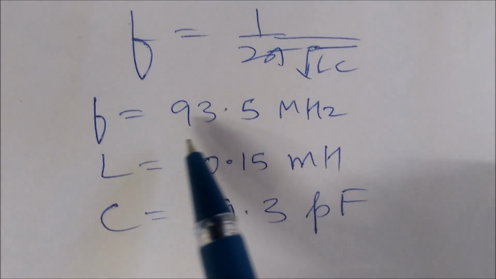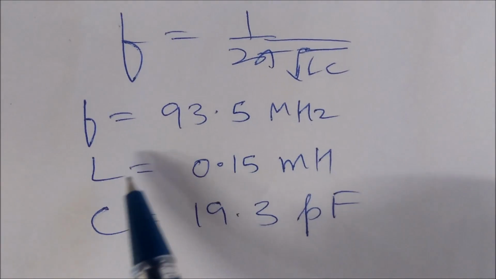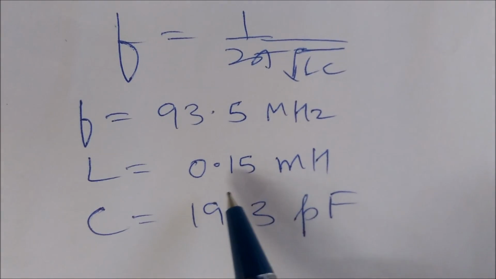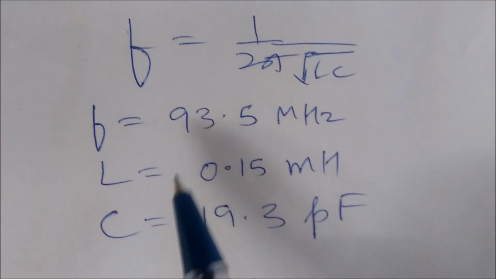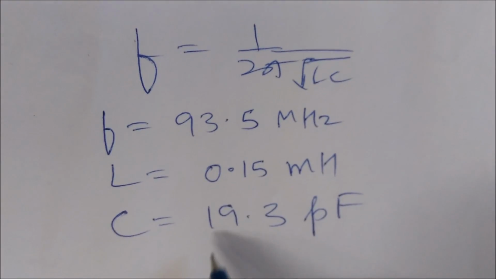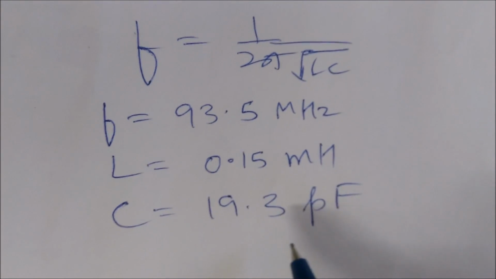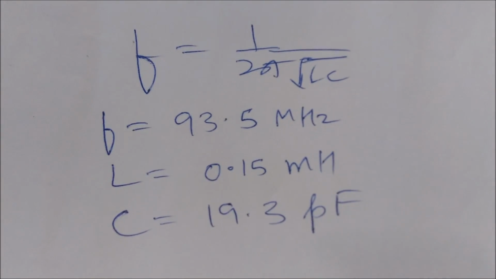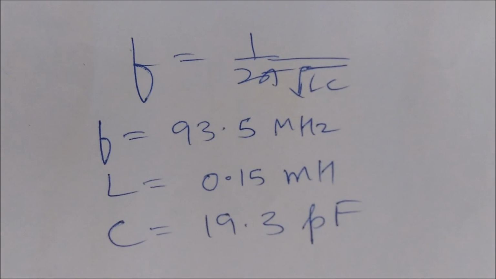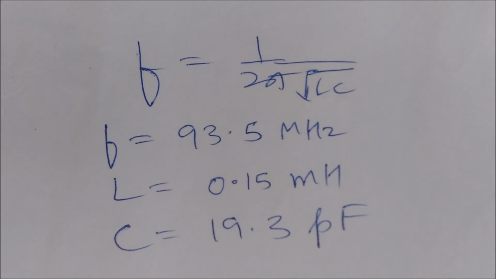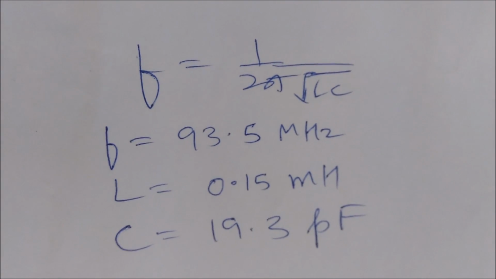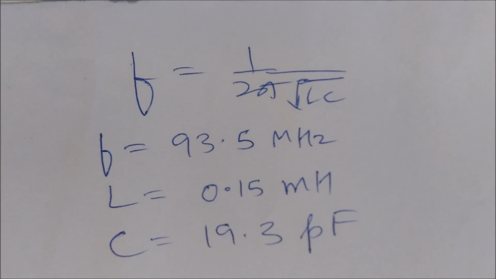So for F equal to 93.5 megahertz and L equal to 0.15 millihenry, by substituting the values of F and L in the above formula, we get C equal to 19.3 picofarad. So by manually varying the capacitance of the trimmer capacitor, we obtain the desired radio station corresponding to 19.3 pF capacitance, which gets amplified and demodulated.